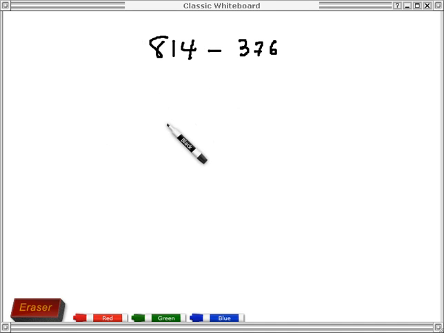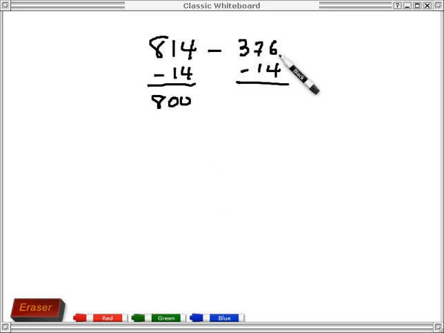So here, when I take a look at this example, this is 814 minus 376. It feels to me like it would be easier to get rid of this 14, so we'll go ahead and do that instead. So let's take 14 out of that and 14 out of that. So I've got 800 here. And then 76 minus 14 will be 64. So I have 364. So now I'm looking at 800 minus 364.